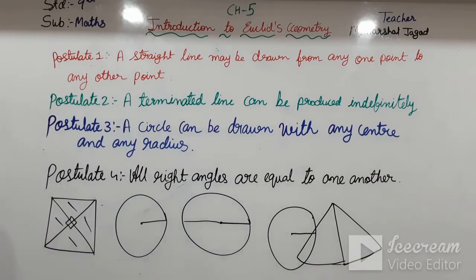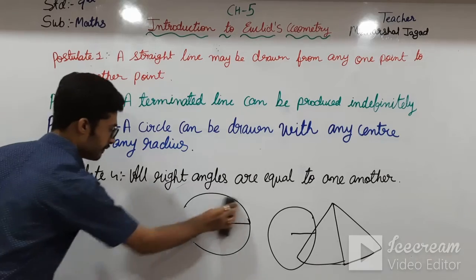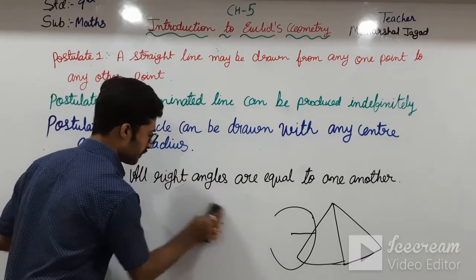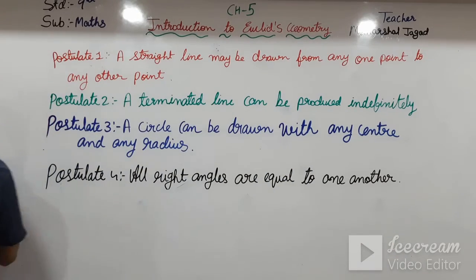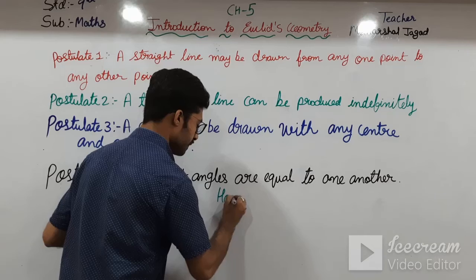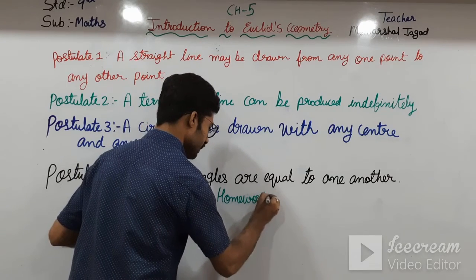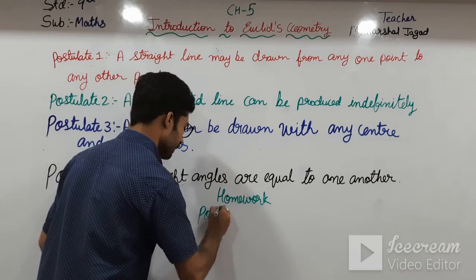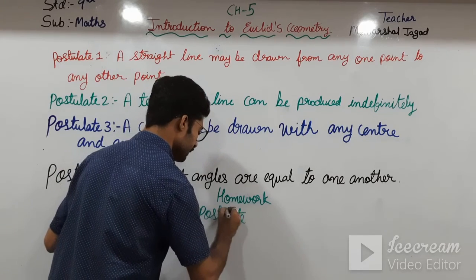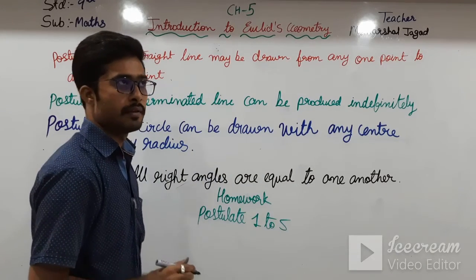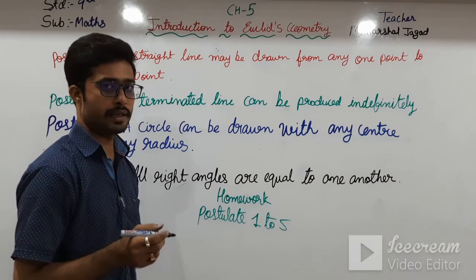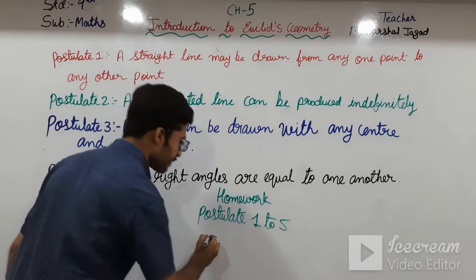And now it is time for your homework, students. In your homework, you have to write postulates one to 5. How many times, students? 5 times? No, 3? No, 2? No, 3 times.